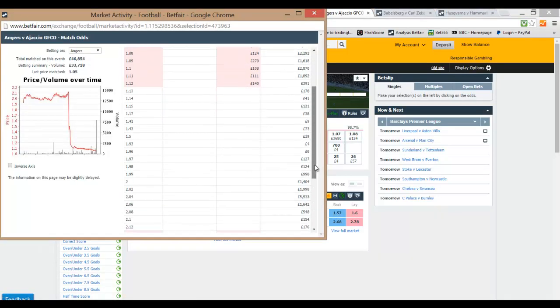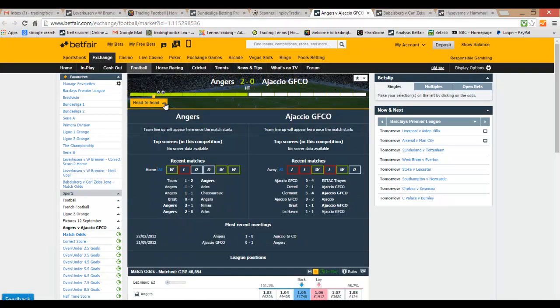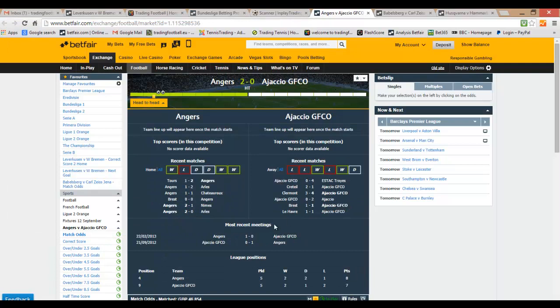Yeah, I decided on this 2-0 lay Angers against Ajaccio at 1.06. Just had a quick look at the last head-to-heads, what was going on in their league position. Angers 4th, Ajaccio 9th. They played 5 games each. It's okay. Angers were 2.1 pre-match favourites. Okay, they scored a couple of very quick goals. Yeah, they were worth taking on, certainly at 1.06.